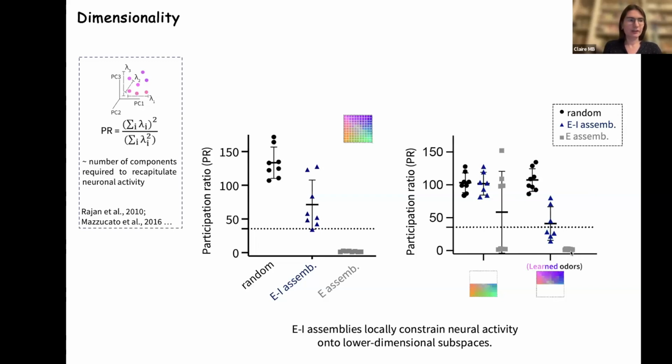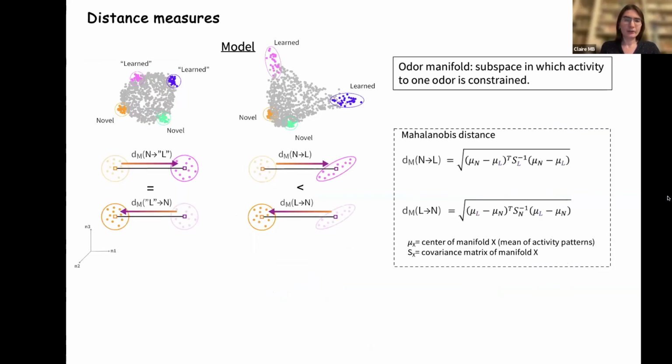So EI assemblies locally constrain neural activity onto lower dimensional subspaces. So now we are going to define the subspace in which activity to one odor is constrained as an odor manifold. So here we have this kind of point cloud manifold, and each point corresponds to a trial of a corner odor. And you can see here also how the learned manifolds, which I highlight with my cursor, are better separated from the other odors.